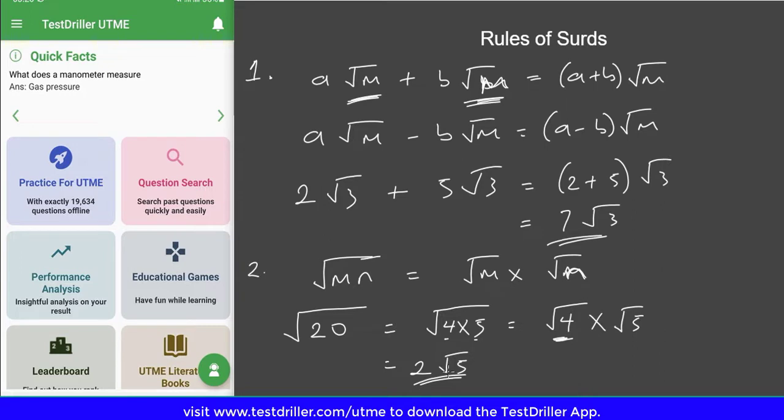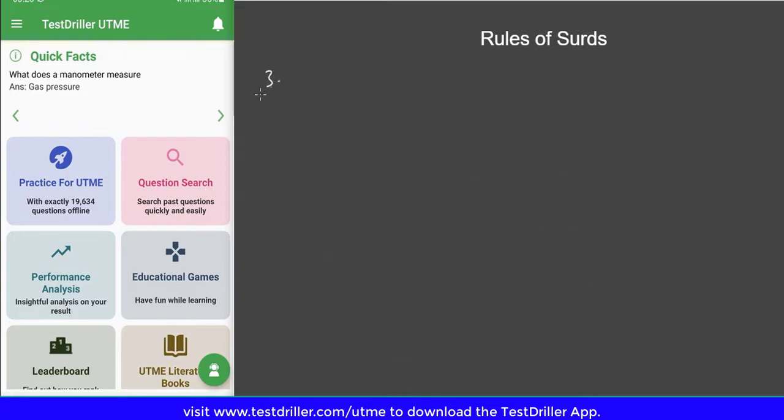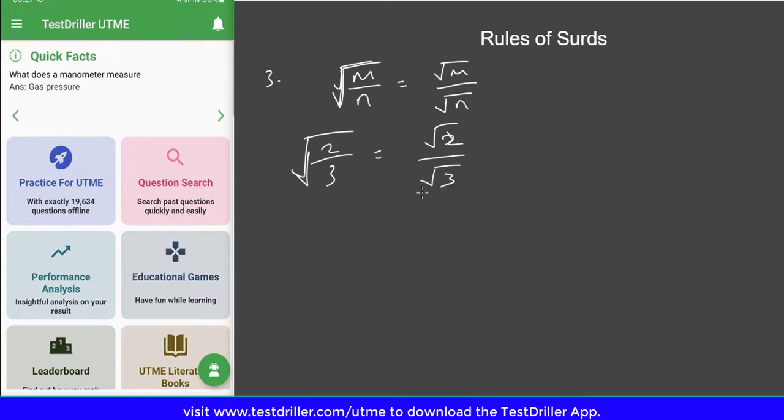So let's look at the third rule. The third rule has to do with division. If you have root of m divided by n, that is everything inside the root, you can break it apart like this, root m over root n. So that is what this rule states. So let's take a look at an example. Let's say I have something like this, root of 2 divided by 3. I can represent it as root 2 over root 3. So that's basically what the rule states.